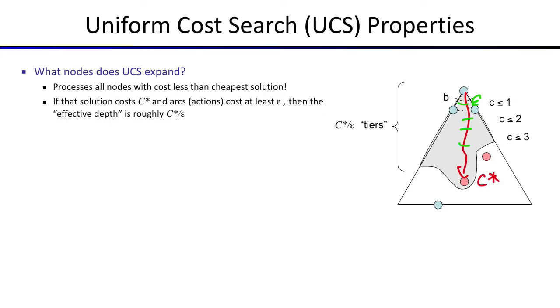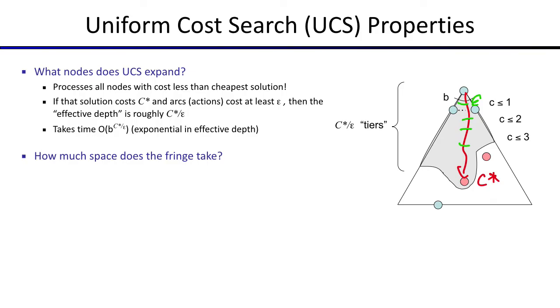And so that's what we're going to call the effective depth, and that's how we're going to measure runtime and space complexity. It's going to be O of B to the effective depth, C star over epsilon, sorry. And the space, remember, it's still going to be working similarly to breadth first search, but instead of everything that is at the same depth, it's everything that is at the same cost. And so in the worst case, that's going to be everything that's at the same effective depth, C star over epsilon, O of B to the effective depth.